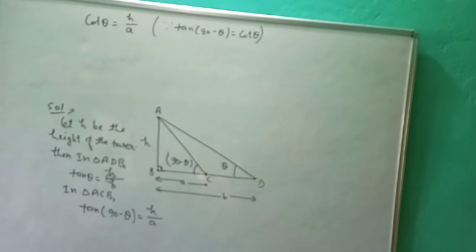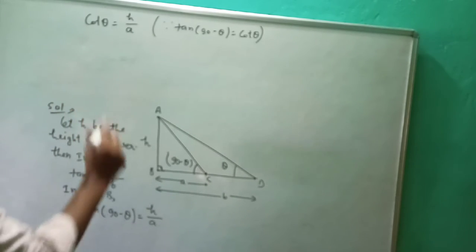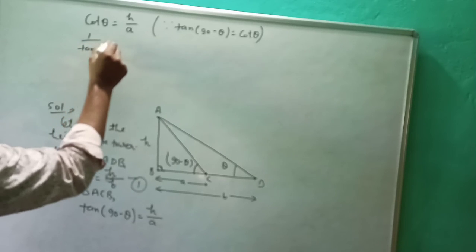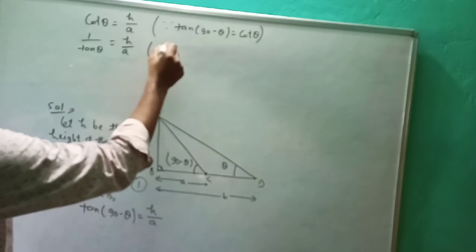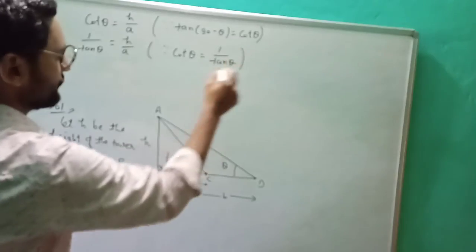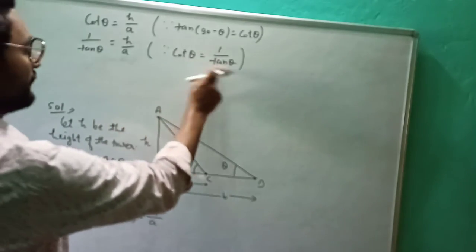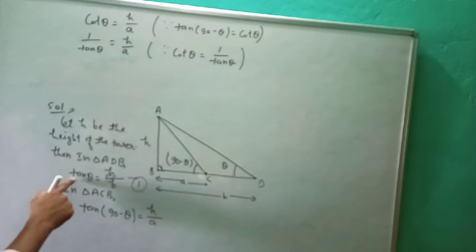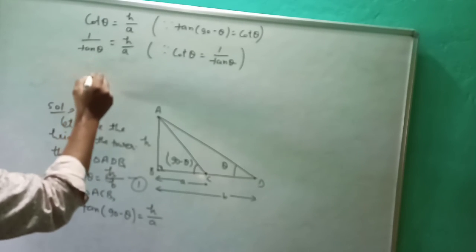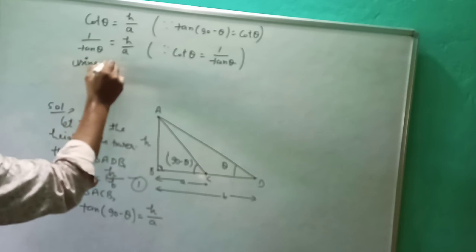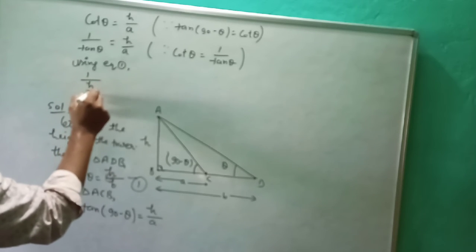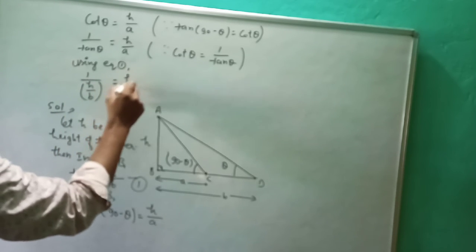So now the next point is, again we know tan ratio and cot ratio are reciprocal for the same angle. So cot theta can be written as 1 upon tan theta for the same angle theta. Now I am going to substitute the value of tan theta from equation 1 into this equation. So using equation 1, 1 upon tan theta is equal to 1 upon h upon b, and that equals h upon a.